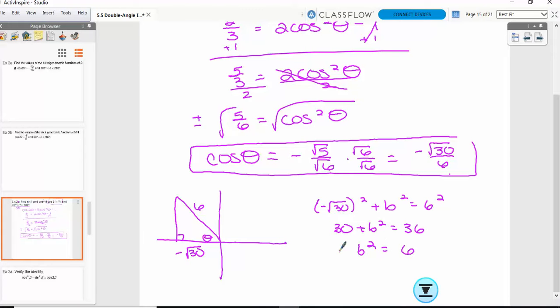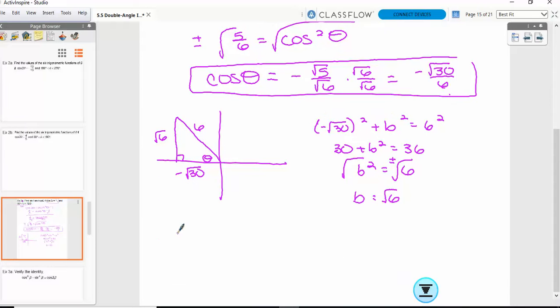Solving for b. You have to do a square root, plus and minus. But if you're thinking about the second quadrant, the vertical side it went up, so it would be a positive radical 6. So sine is opposite over hypotenuse, so radical 6 over 6.